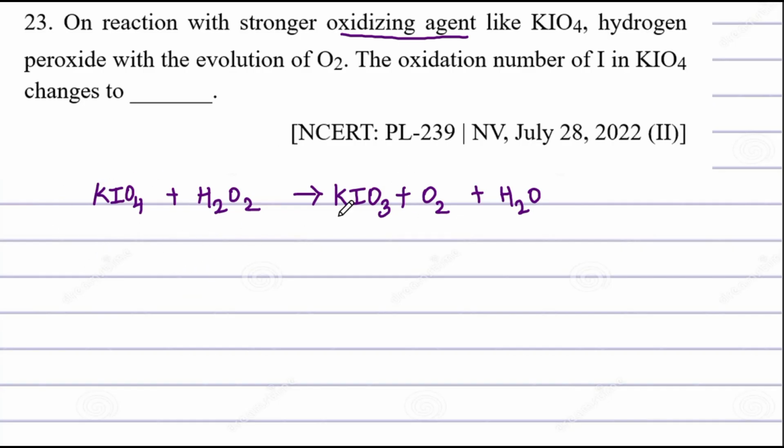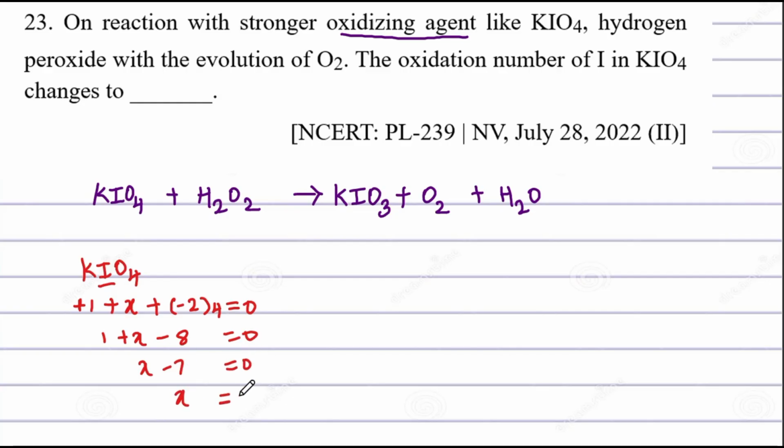Now let us calculate the oxidation states of iodine in both these compounds. In KIO4, potassium is a group 1 element, so always it will have the oxidation state of +1, plus the oxidation state of iodine x, plus (-2) into 4 equal to 0. So 1 plus x minus 8 equal to 0. x minus 7 equal to 0. So the value of x is +7. The oxidation state of iodine in potassium periodate is +7.